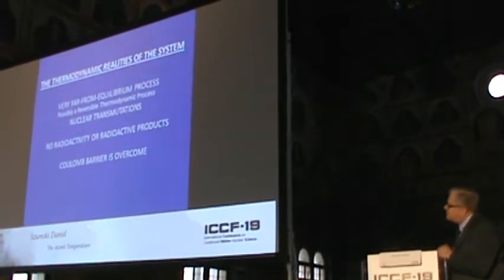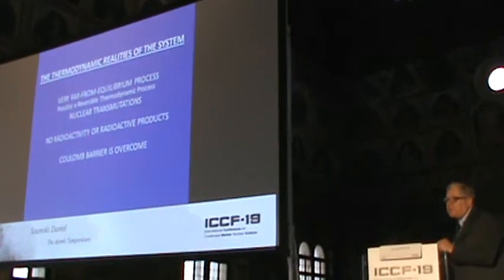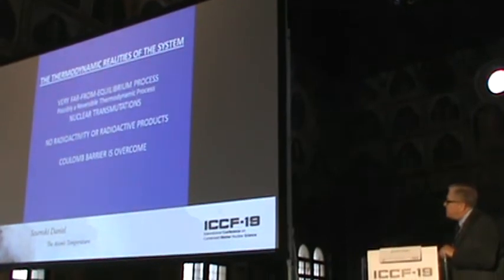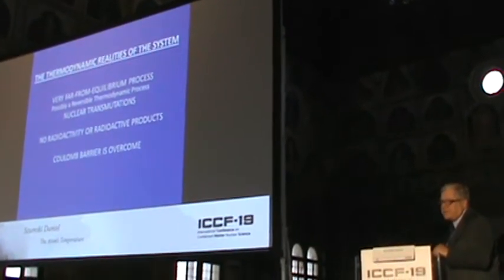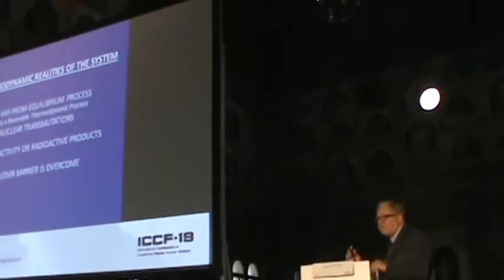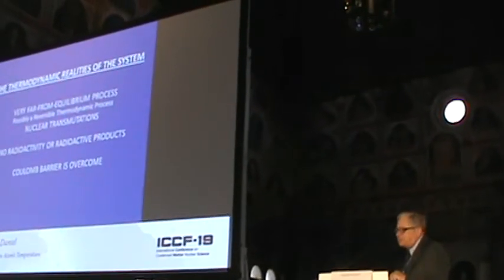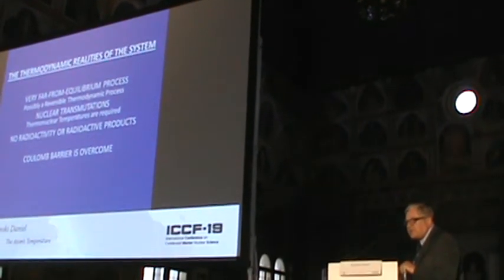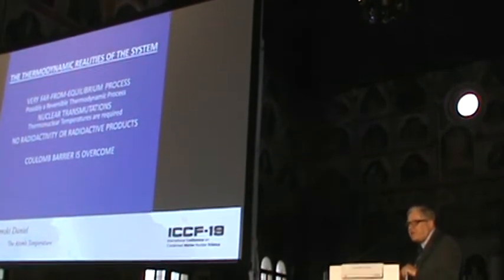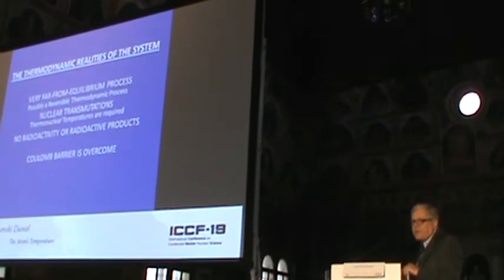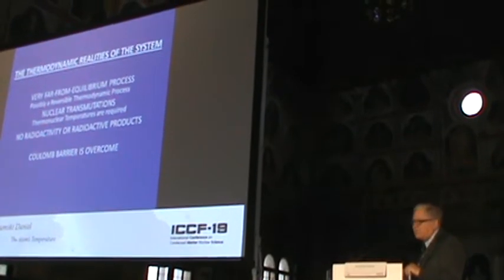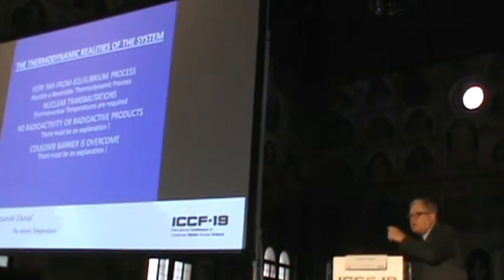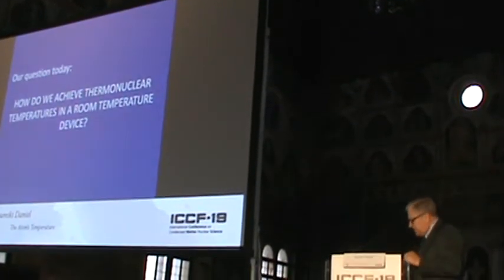When I see a system that is very, very far from equilibrium, and I've dealt with two of them in my lifetime, the possibility that it is a reversible thermodynamic process operating at the very limits of the second law is very real to me. Secondly, if we have nuclear transmutations occurring, we would expect the temperature of that system to be at thermonuclear temperatures. I think that low energy nuclear reactions is really quite a misnomer. And for the other two, there must be an explanation. I'll deal a little bit with these in my talk, but very briefly. But let us move on.